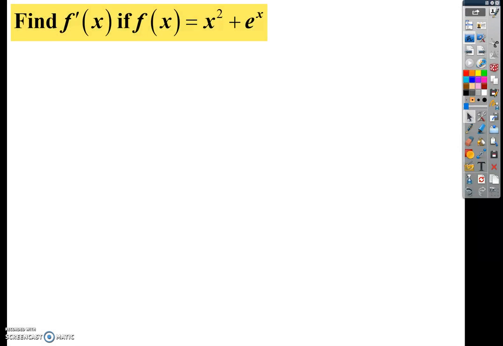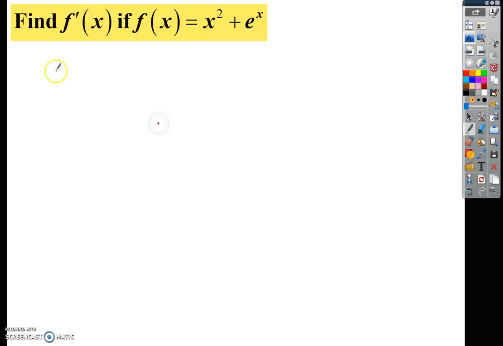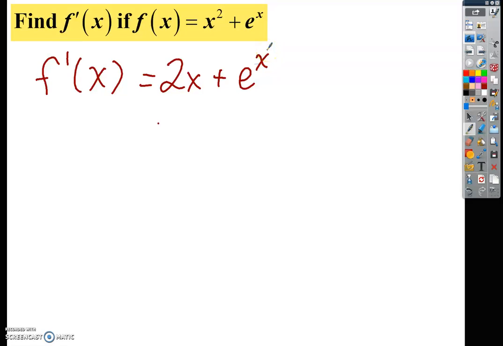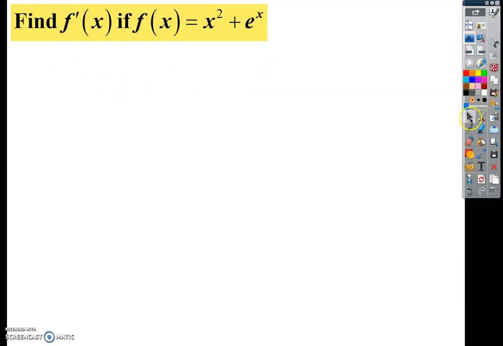So let's go ahead and try this one. We're going to get f prime of x equals the derivative of 2x squared, which is 2x, plus the derivative of e to the x, which is e to the x. All done. No big deal. That simple, that straightforward, nothing going on there.